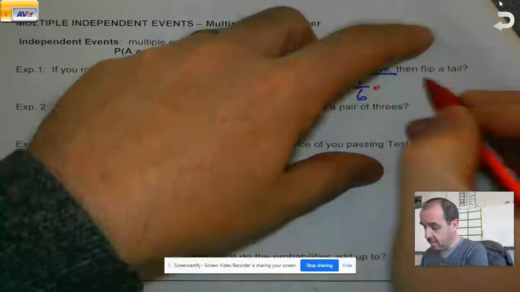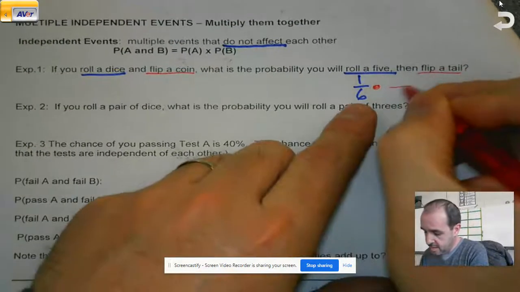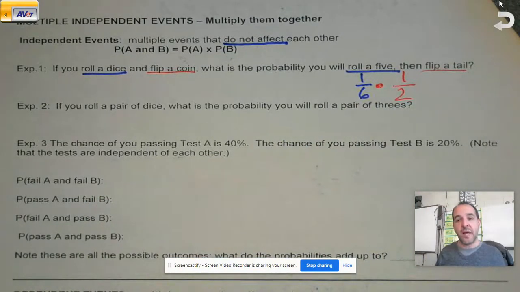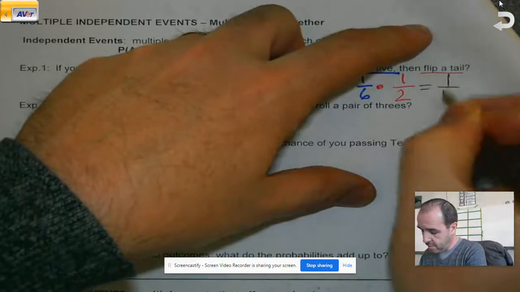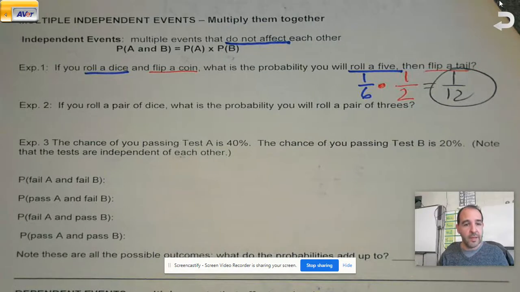Flip a tail. Well, when I flip a coin, there's only 2 options, heads or tails. And there's only 1 tail on there. So basically, they're just saying take the 2 events, take their probabilities, multiply them together. 1 out of 12 would be my probability.